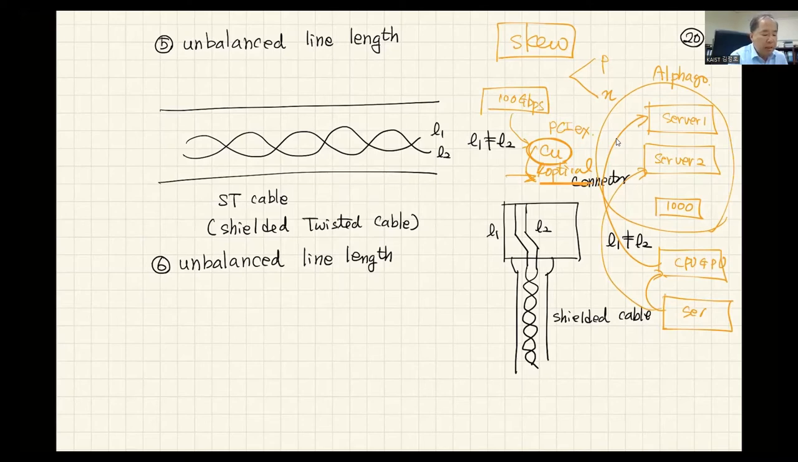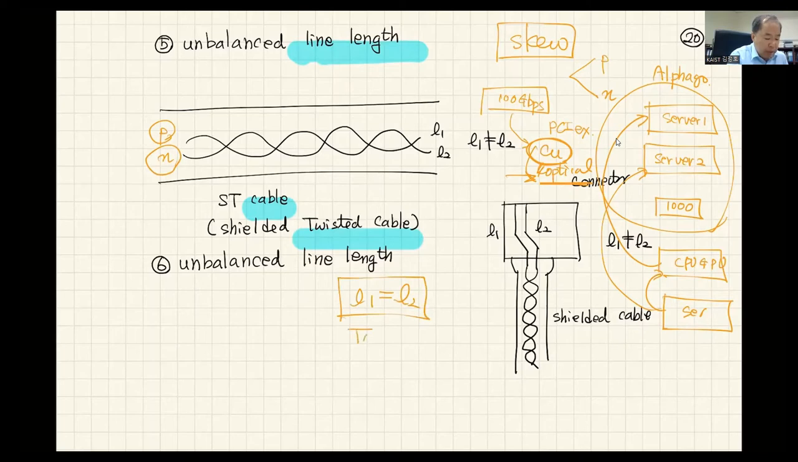When you are sending differential signaling using this cable, usually they have twisted cable, because if you are twisting the wires of P and N, we want to have L1 and L2 equal. This kind of cable is called twisted cable. But in practical cases, because this cable has certain diameters and there are certain limitations of balance between L1 and L2 during the cable manufacturing process, actually L1 is not L2.